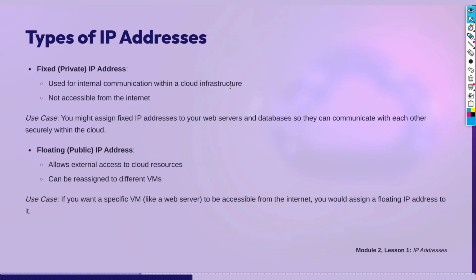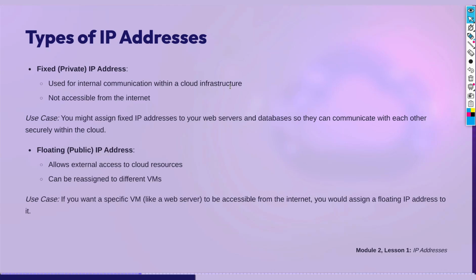So a use case would be you might assign fixed IP addresses to your internal web servers and databases so that they can communicate with each other securely in the cloud without access to anyone else that's out there on the internet, right? The second one we have is floating or public IP addresses. So these are public IPs that allow external access to your cloud resources. So floating IPs can be moved between VMs, so you can switch them.